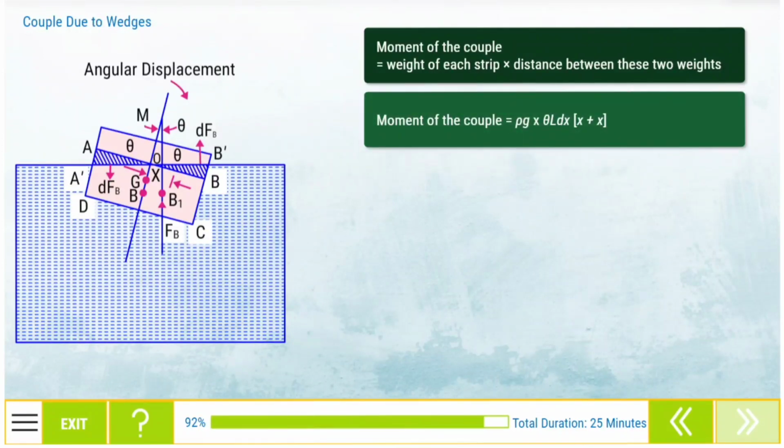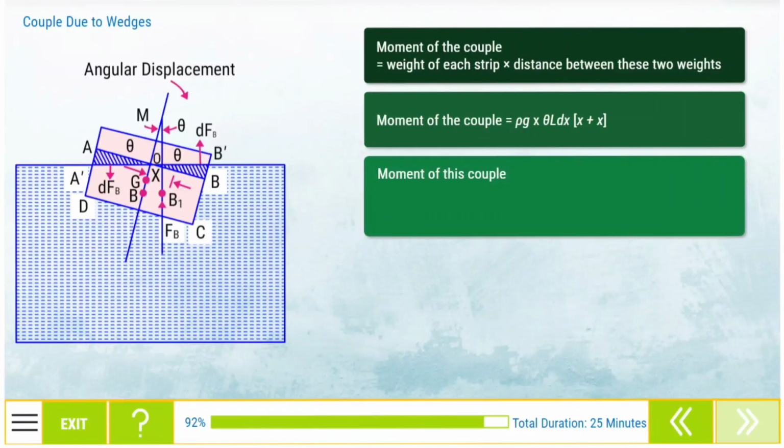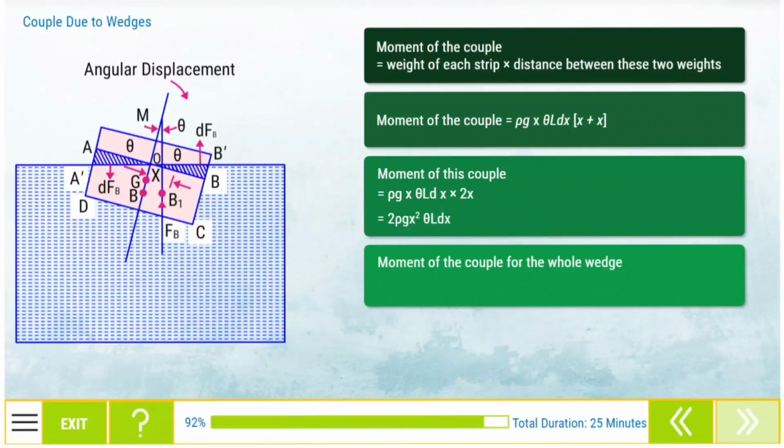This is equal to rho into g into x into theta into L into dx, the whole multiplied by x plus x. This in turn is equal to rho into g into x into theta into L into dx into 2 into x, which is equal to 2 into rho into g into x squared into theta into L into dx. Therefore, the moment of the couple for the whole wedge is equal to the integral of 2 into rho into g into x squared into theta into L into dx.